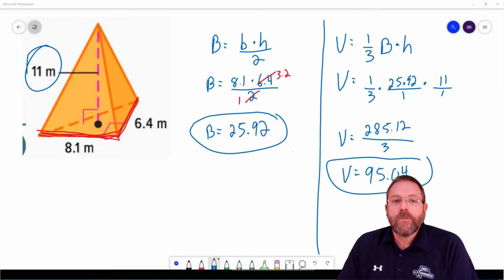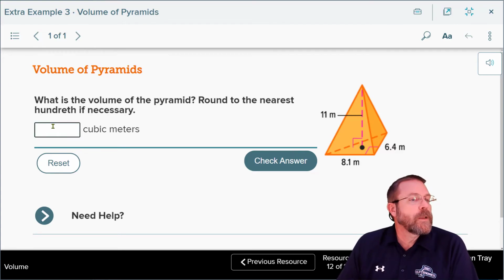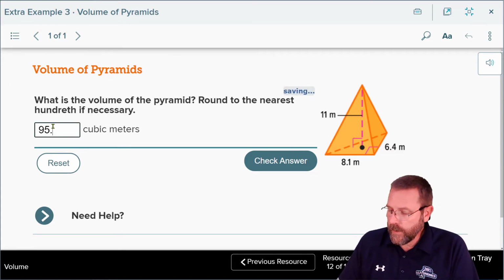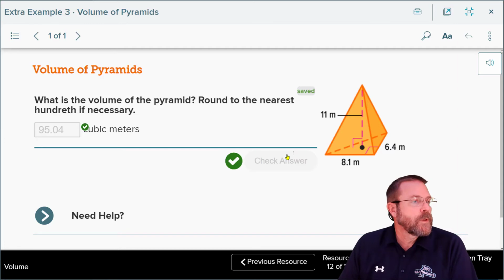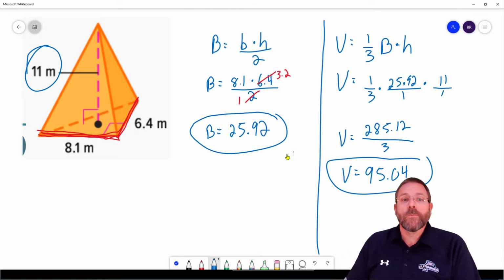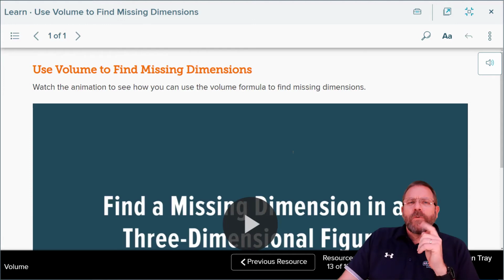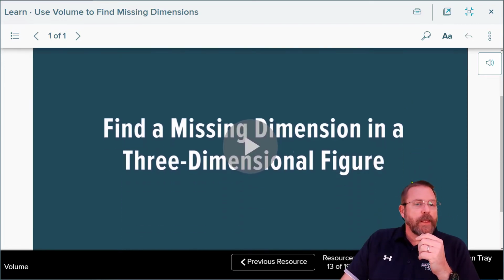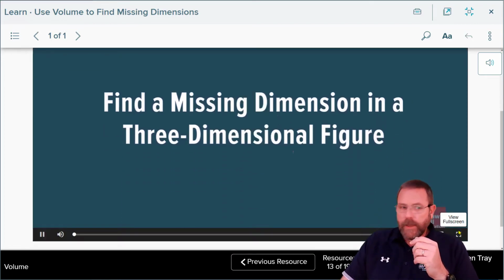We're going to jump back over to our answer key, put it in, it says to the nearest hundredth, 95.04, check our answer, and it checks. This right here is showing your work. That is what I must see on each and every one of those problems. But what if we already know the volume and we need to find one of the missing dimensions in that shape? Well, we can do that too, and they have a video for us on how to do that.